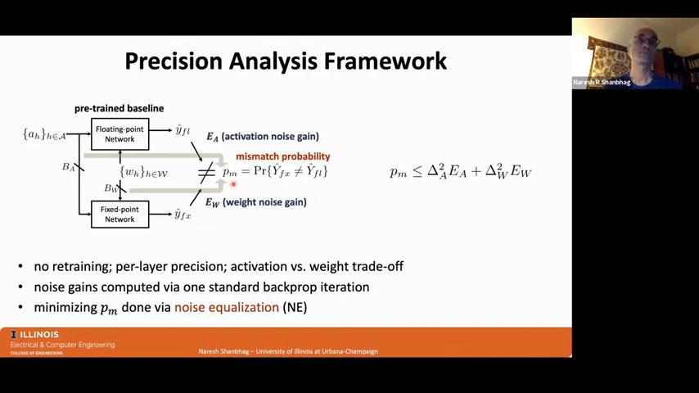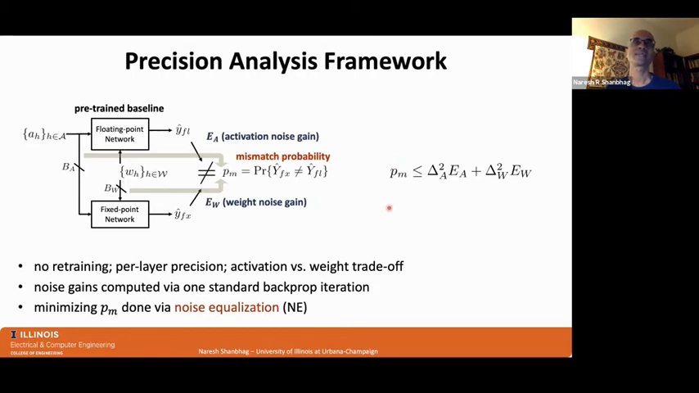It also means that when the floating point network makes an error, we actually want the fixed point network to make the same error, right? So it's a little counterintuitive. We just want the fixed point network to track what the floating point network is doing, but it should be operating with finite precision or fixed point weights and activations. And so we have this very simple bound.